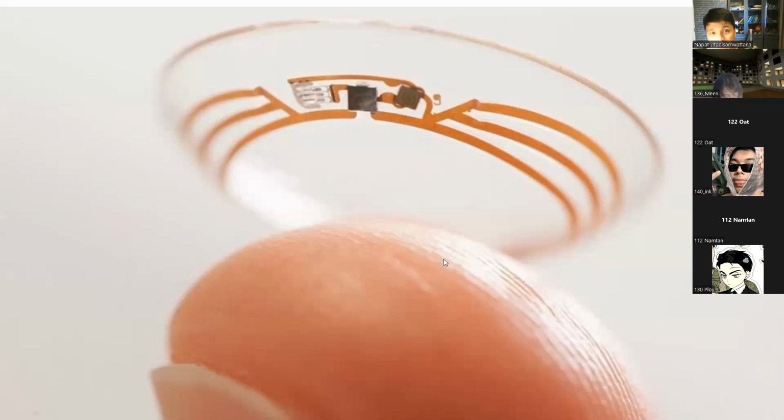Okay, this one, very easy. Can you tell me what it is? This one, very easy. I think some of you may have used. Yes, contact lens.